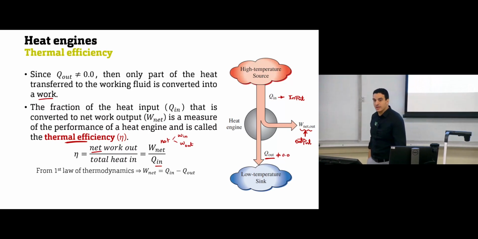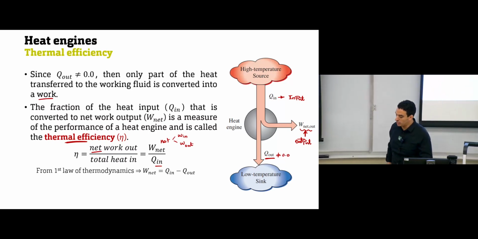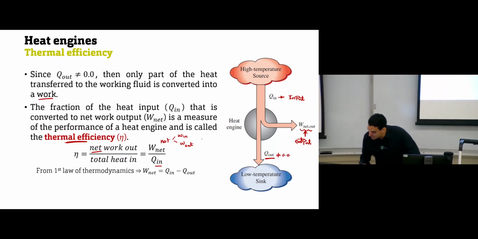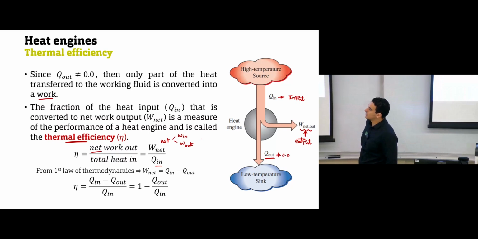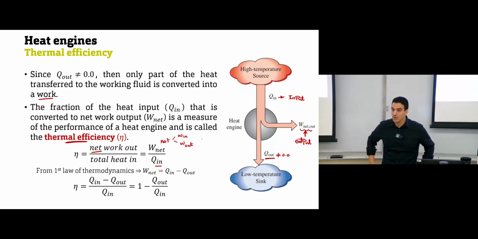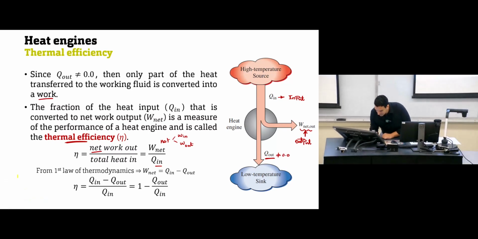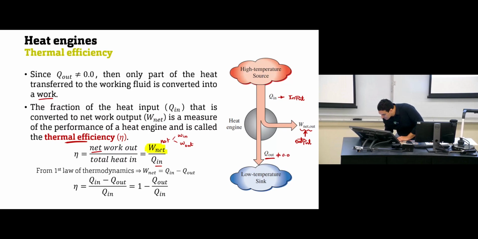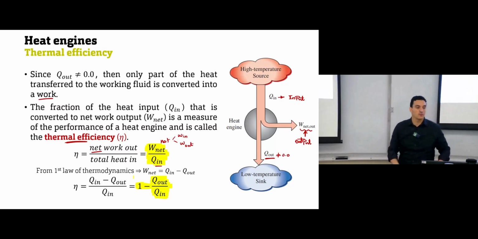From the first law of thermodynamics, if we apply the energy balance equation, then we can say work net is Q in minus Q out. So you can substitute it in the equation and we can say efficiency is Q in minus Q out divided by Q in, or it's 1 minus Q out over Q in. All of these ways you can use. You can use this formula to calculate thermal efficiency, or you can use this formula, any one of them based on the given information you have.